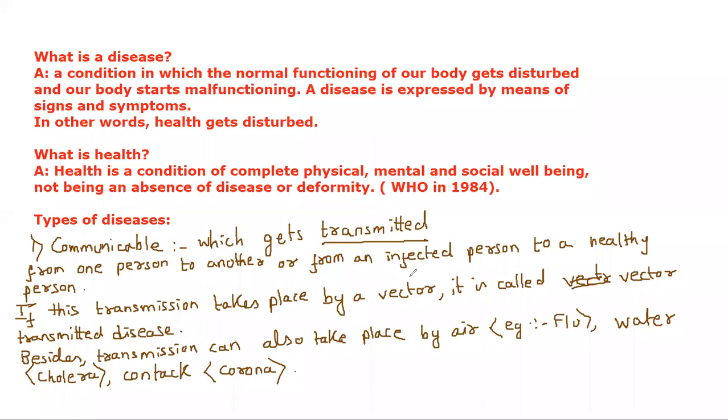But at the same time, go through this, and I hope the language I have written is very simple. If it is taking place by means of a mosquito, it is called vector transmitted disease. Questions can be: define a vector, name a disease that is transmitted by a vector, and those. Okay, if someone sneezes, then also the droplets get spread from one person to another.